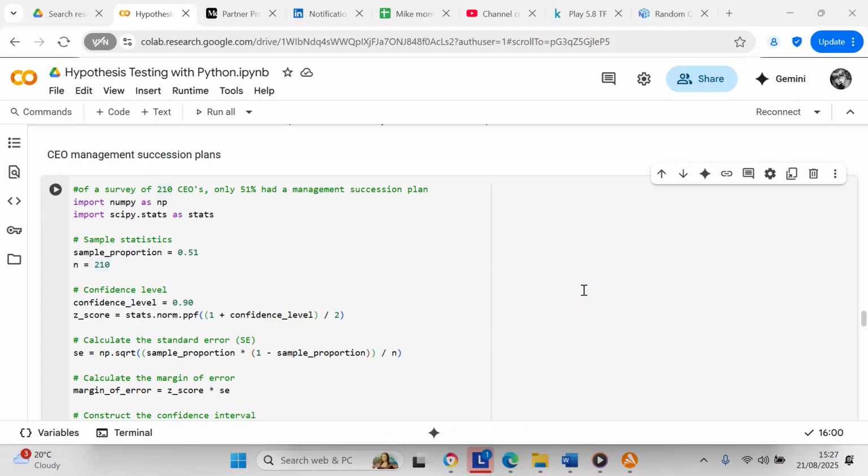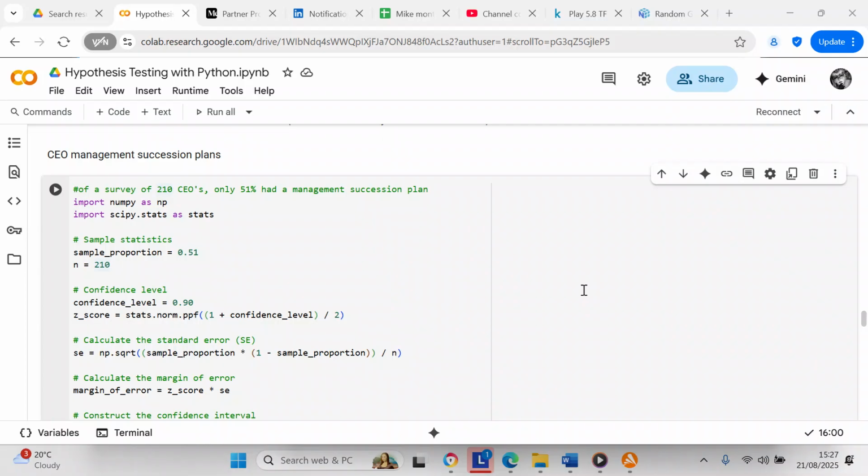So now we're going to calculate the confidence level. In this instance, the confidence level is 0.9. You know, in previous videos, we said that the confidence level was 0.95, but we also said that it could be 0.9, 0.95, or 0.99. So in this instance, the confidence level is 0.9.